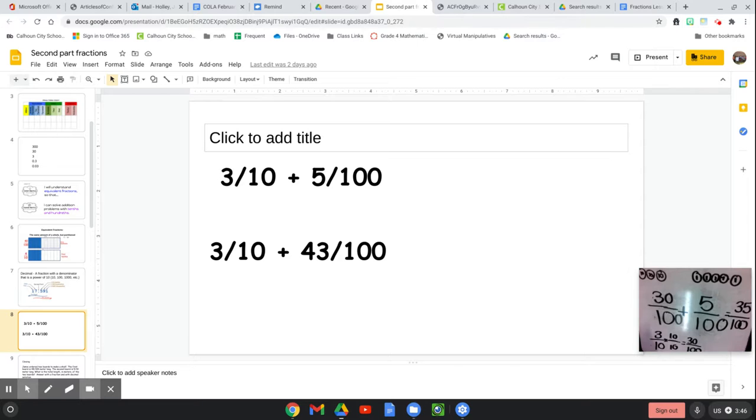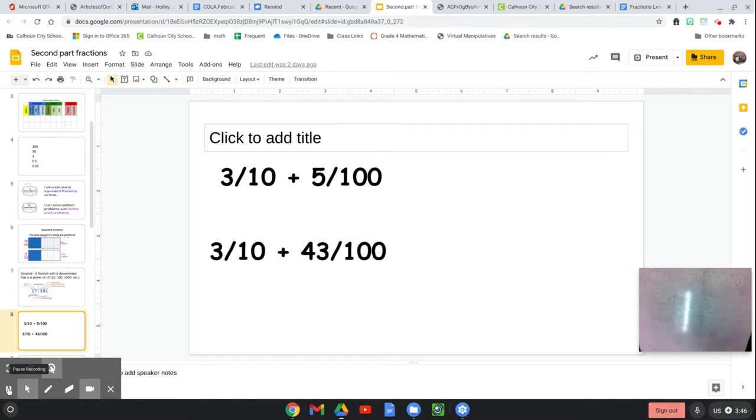Now, sorry, Miss Holly's handwriting is not the best. Let me pause this and I'm going to go get an eraser. Okay, I'm back. So now let's try another one. So now we have 3 tenths again and 43 hundredths. And we're trying to add. Let's make this a little bigger.